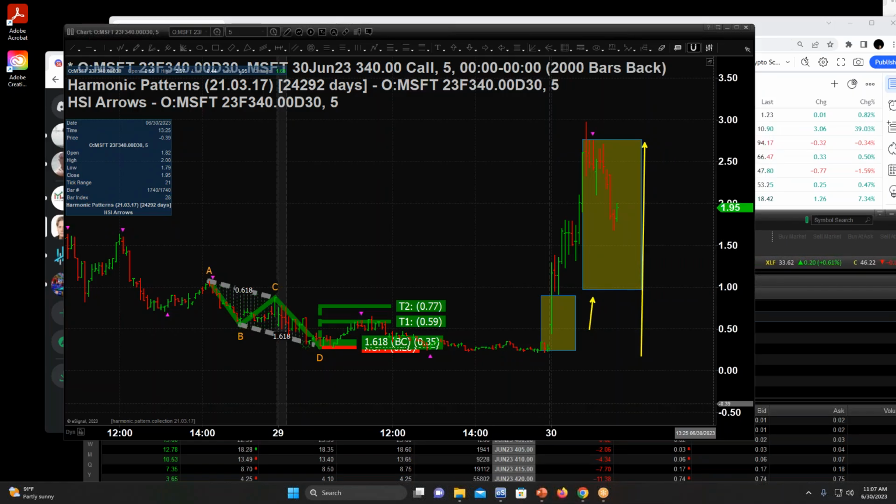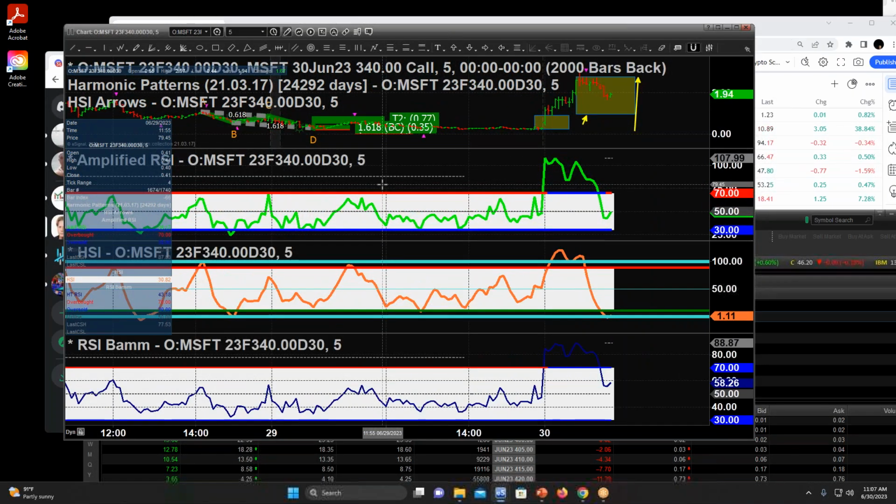Bird Dog's asking, am I using amplified RSI and HSI indicators in the option charts? Yes, I'm looking at HSI and looking at amplified RSI. This is a good example. I'm using, just to share with you, amplified RSI more as a confirming factor for HSI and as a trade management tool. If we have an early move like this, like we had this morning, a big explosion, we know we have to be out by today.